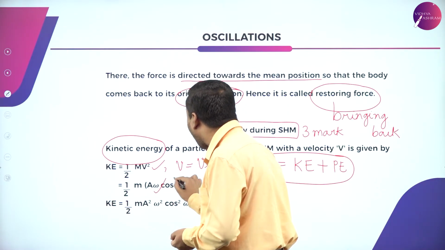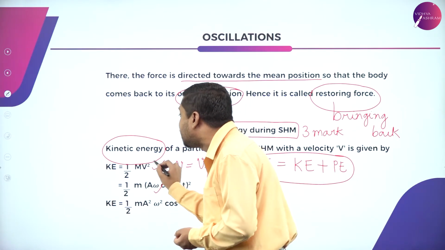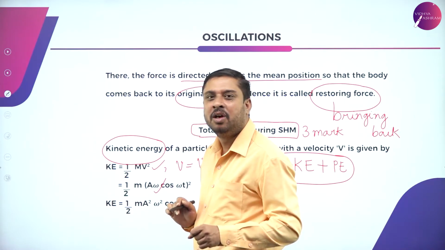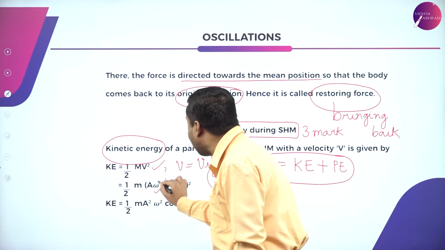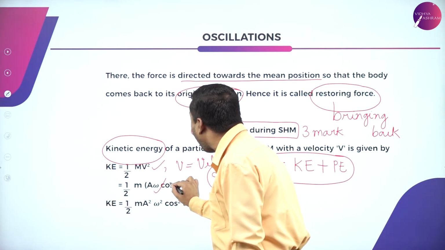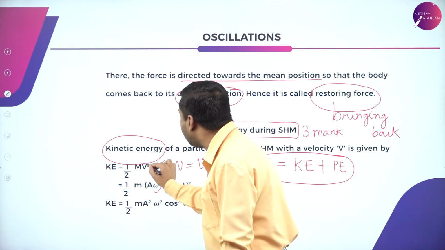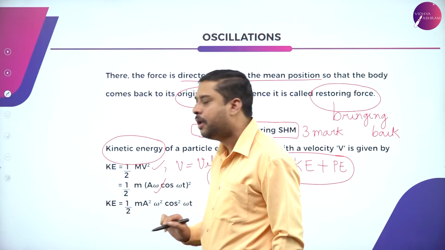A omega cos omega t whole square, because it is v square. Please refer back to that session. Go back to the definition of velocity: A omega cos omega t. But since it is velocity square, I have a whole square.